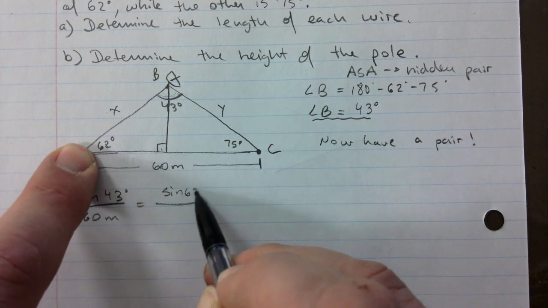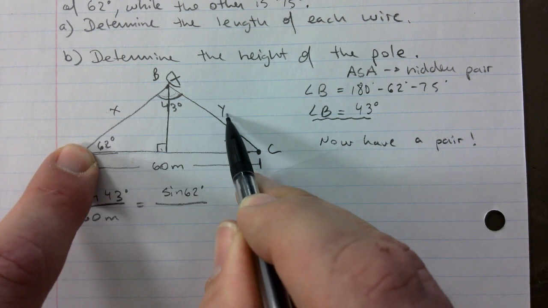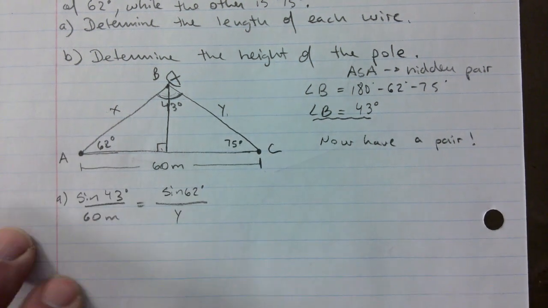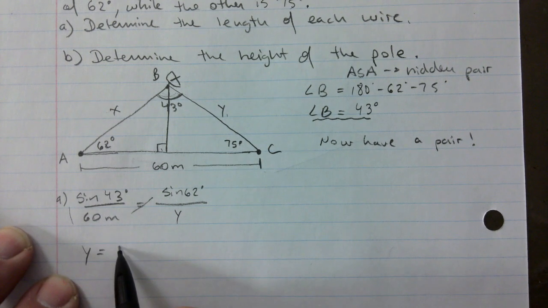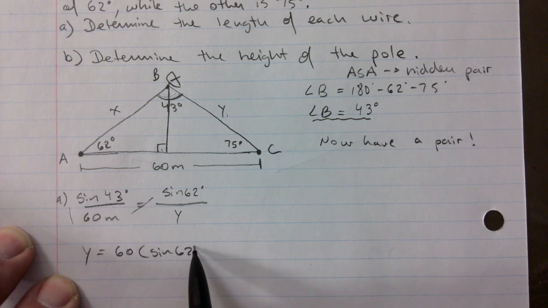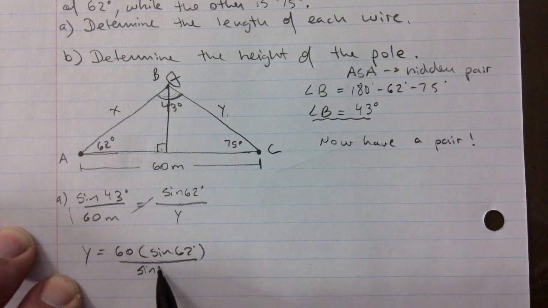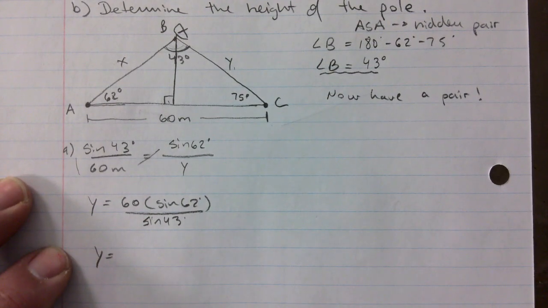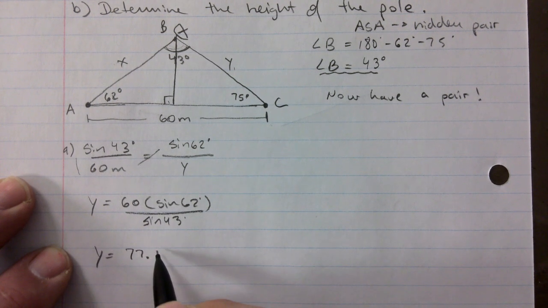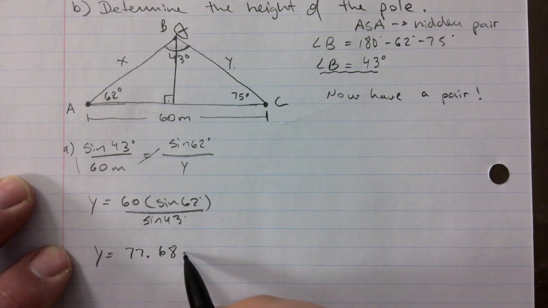sine of 62 over y, if we're solving for y. That is important to me. If on a test you mix those up, you will be in trouble, because you need to understand the concept. So y is 60 times sine of 62 over sine of 43, which is 77.68 meters.